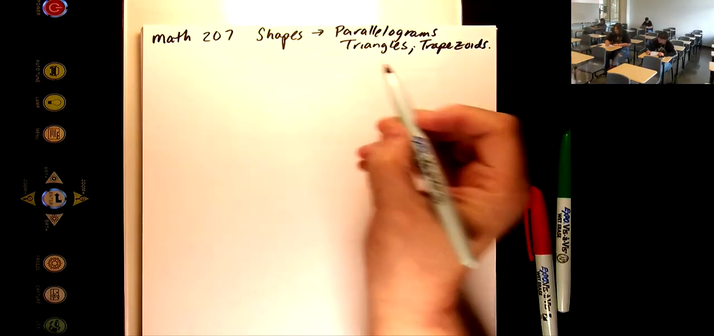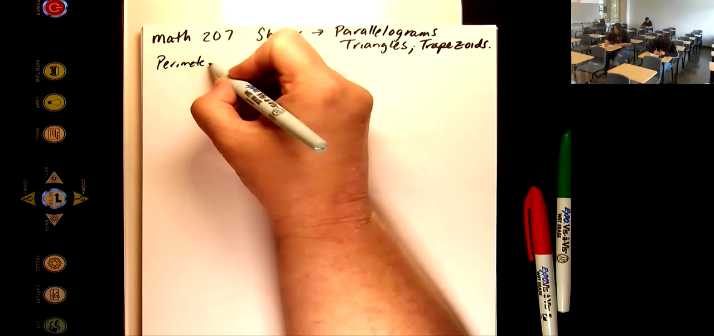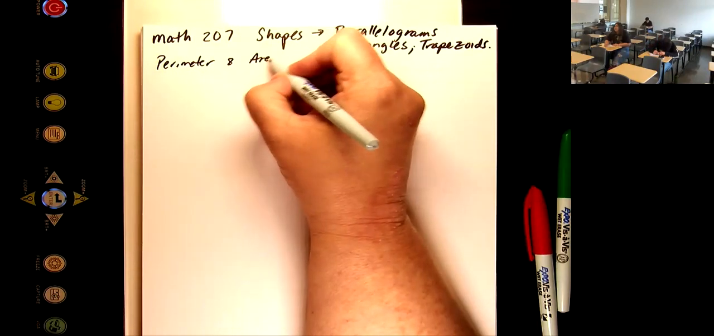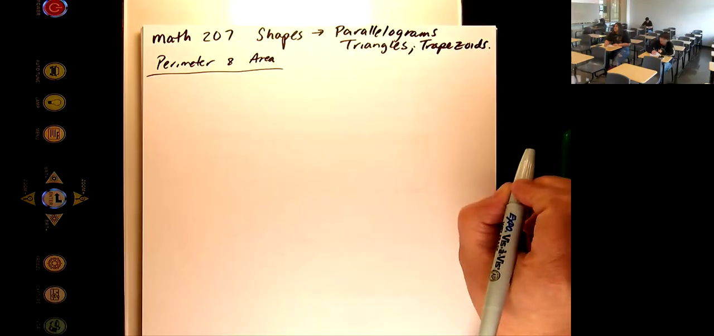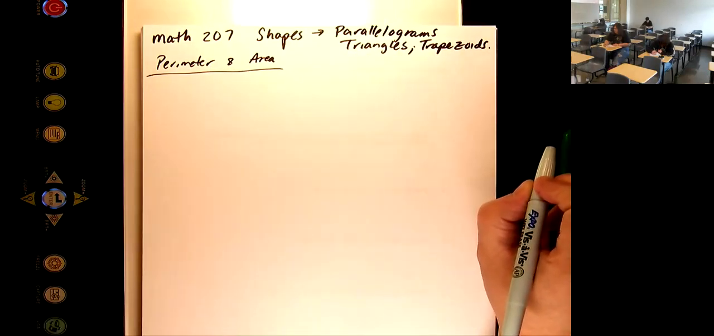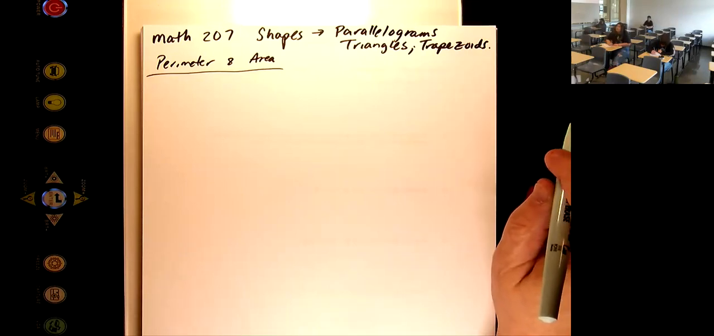All right, and in this section, we looked at perimeter and area for each of these things. And so as a problem comes up, since I know many of you weren't here or don't remember, I will relist the equations that go with them.